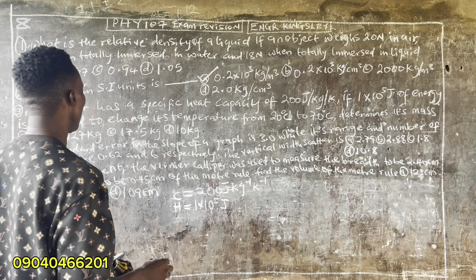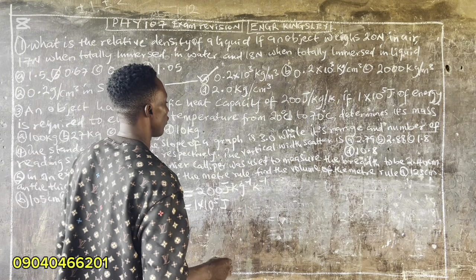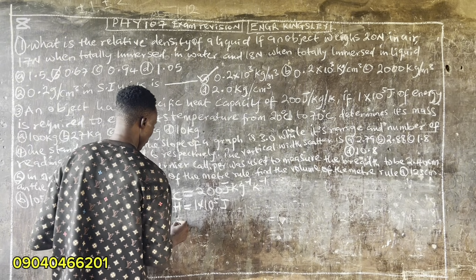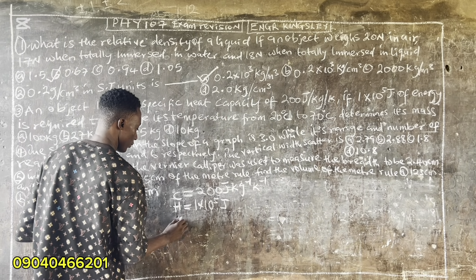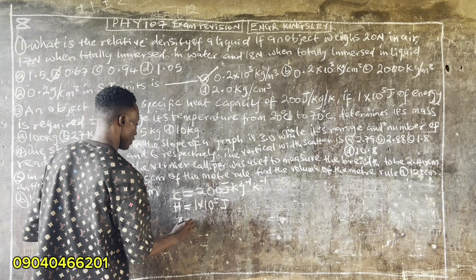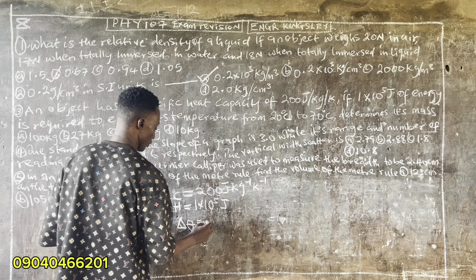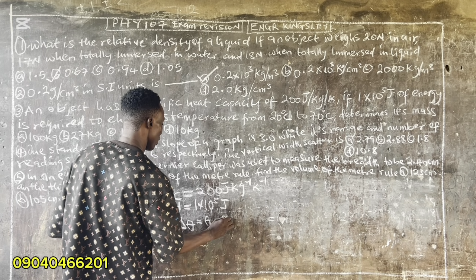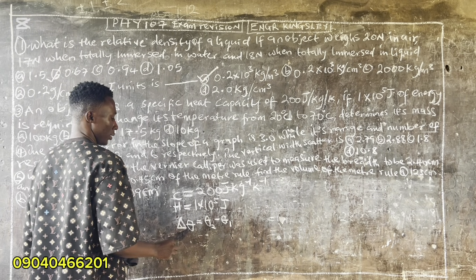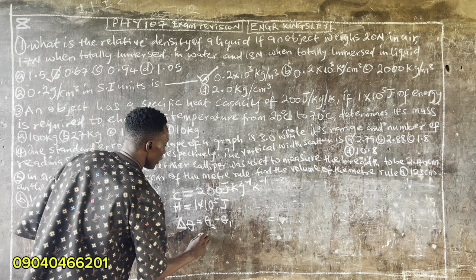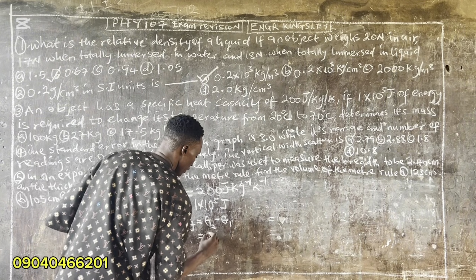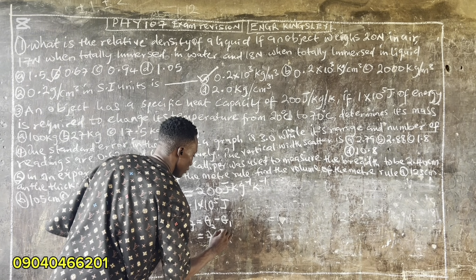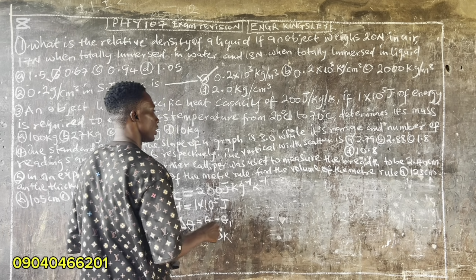To change its temperature from 20 degrees Celsius to 70 degrees Celsius. So we have the change in theta equal to theta 2 minus theta 1. Theta 2 here is the final temperature, which is 70 degrees Celsius. So 70 degrees Celsius is the same thing as degrees Kelvin.